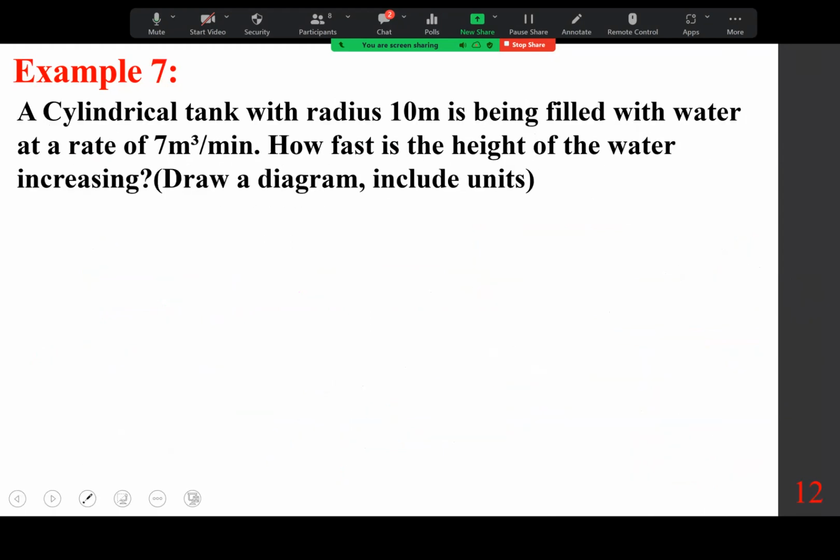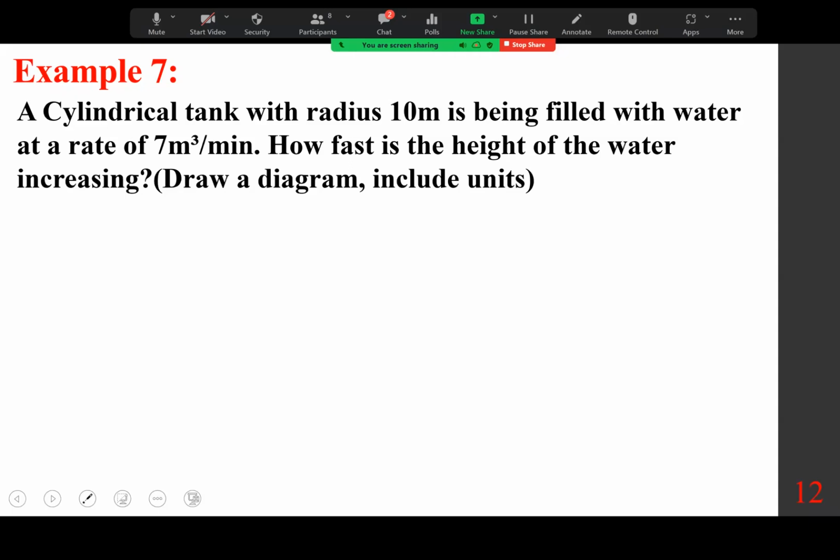Could somebody read this, please? I'll read it. A cylindrical tank with radius 10 meters is being filled with water at a rate of 7 meters cubed per minute. How fast is the height of the water increasing? Draw a graph to include units.